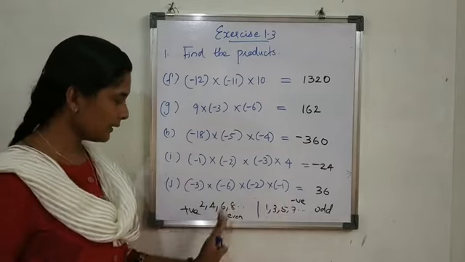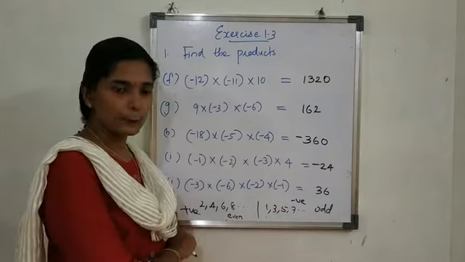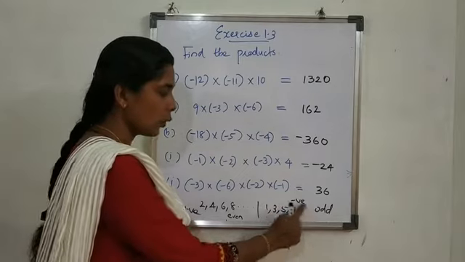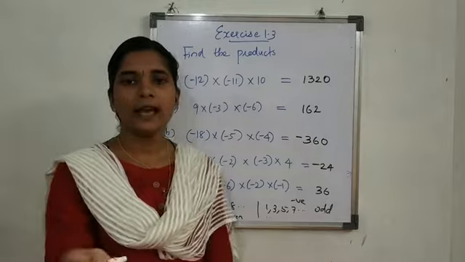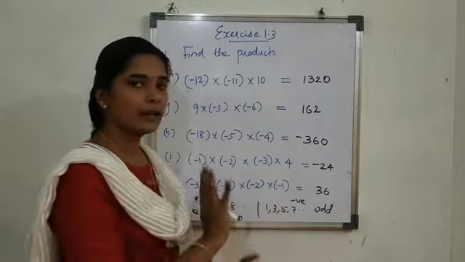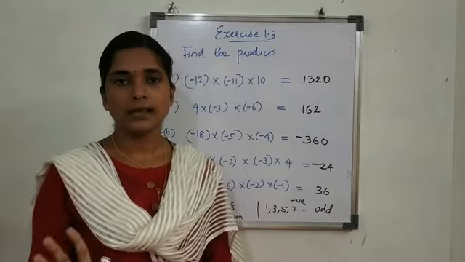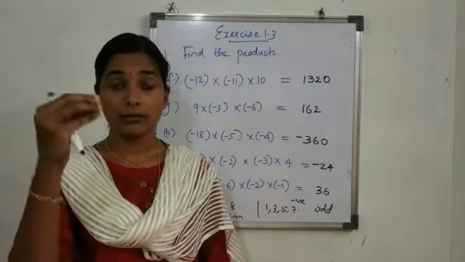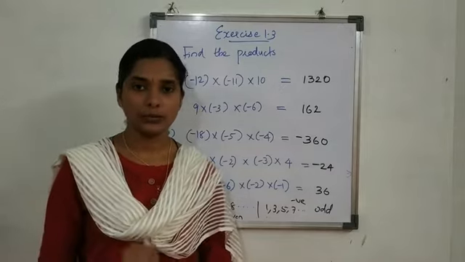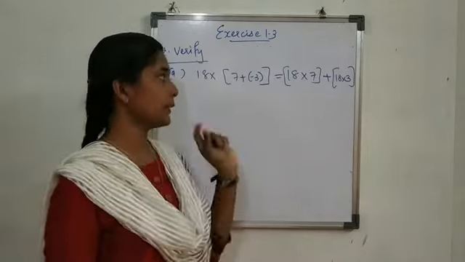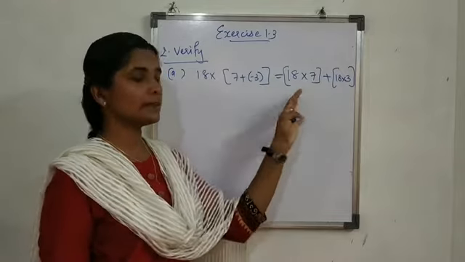Just remember these things. If the number of negative integers is even, then the answer is positive. If the number of negative integers is odd, then the answer is negative. So first you multiply the integers, and after that check this and put the sign. If it is even, put a positive sign; if the number of negative integers is odd, put a negative sign. You have to verify this. This is the property that A into (B plus C) is A into B plus A into C.